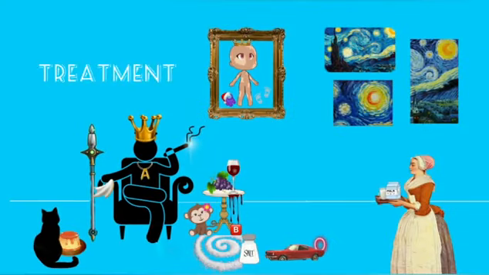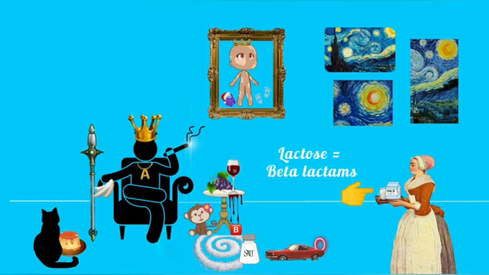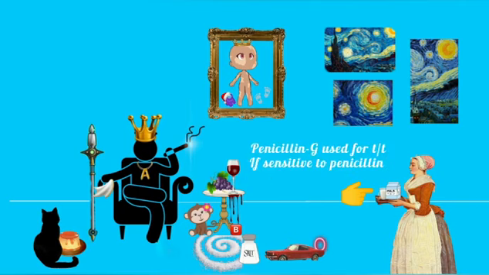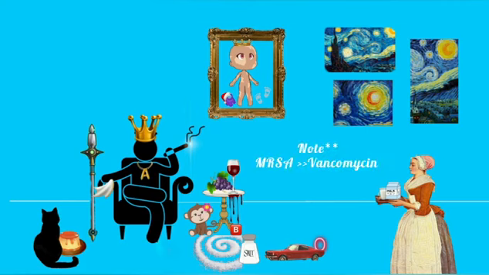At last but not the least, let's see the treatment of Staph aureus infections. The servant is bringing milk for the king, and the milk has lactose. The lactose will remind us of beta-lactams. A very important beta-lactam called benzyl penicillin is used for treatment of Staph aureus, but only if the organism is sensitive to penicillin. In other cases like methicillin-resistant Staph aureus, the drug of choice is vancomycin.